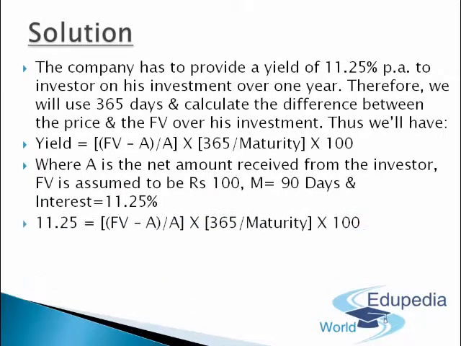So we can simply put it as 11.25 as LHS equals FV minus A. FV, that is the face value amount, that is 100, minus the amount which is being paid by the investor, that is A, whole divided by A into 365 divided by maturity into 100. By solving this, we will get the amount A as rupees 97.30.